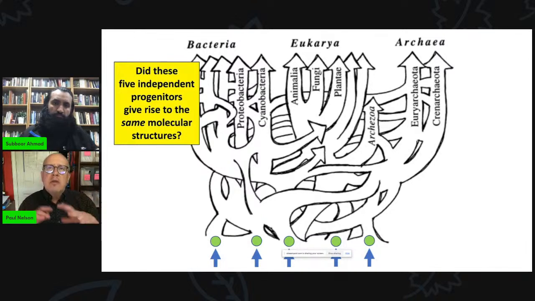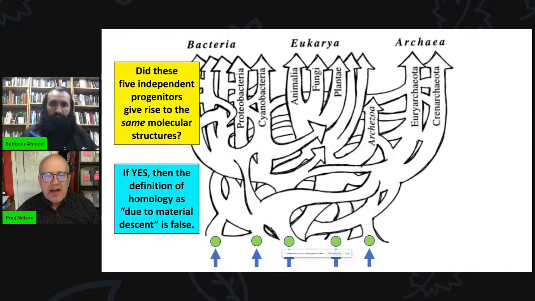In those independent settings, these alkaline submarine vents, are ribosomes being produced? Are nucleic acids like DNA and RNA being produced? Are proteins being produced? If the answer is yes, then the definition of homology as due to material descent is false, because in this early Earth setting, there is no material descent as we understand it today, of one yeast cell giving rise to another, one E. coli splitting into 2, and so forth.